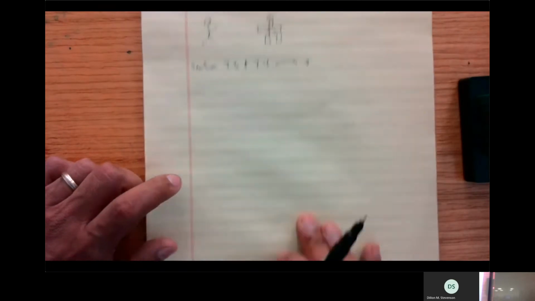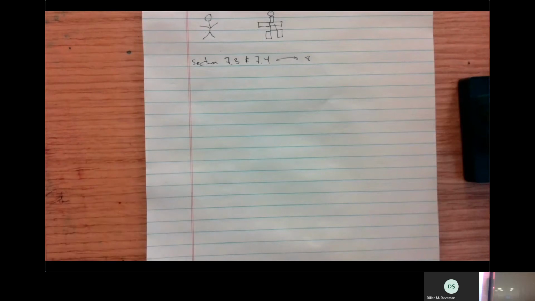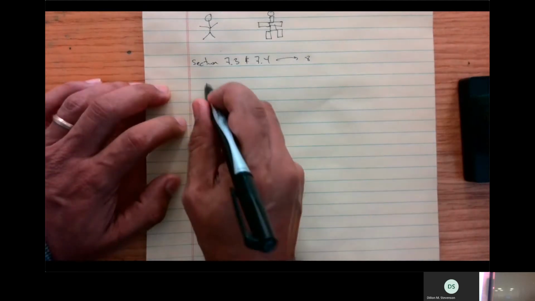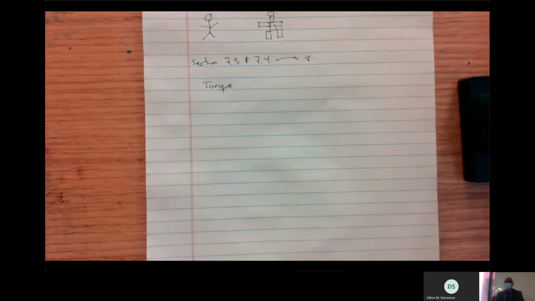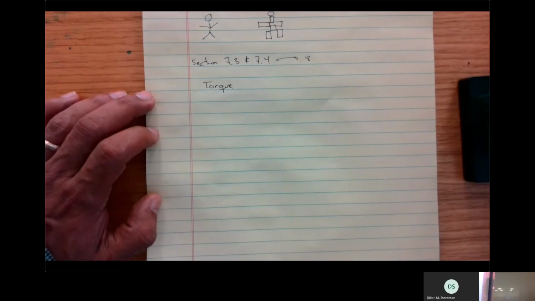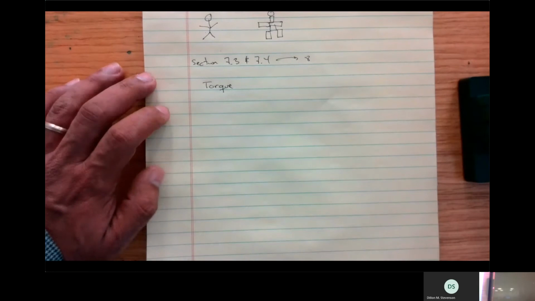Okay, so the first concept that we need to talk about is called torque. If anyone is into cars, you will have heard the term torque before. Torque is a specific kind of measurement that we have for rotating objects, and torque is kind of like a force, or similar to a force.